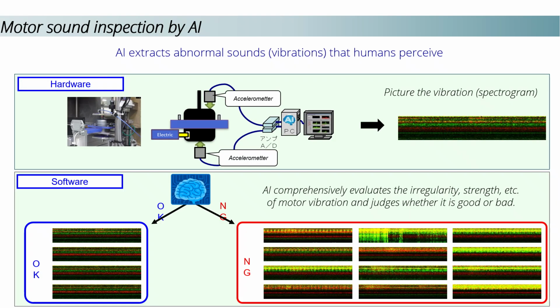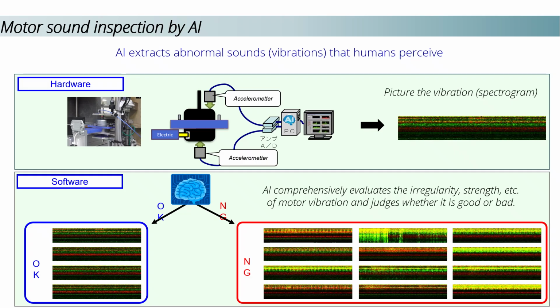So this is a countermeasure: motor sound inspection by AI. First, this technology detects abnormal motor sound, more specifically abnormal vibration that humans may not easily notice. Using AI allows us to evaluate motor quality more consistently.